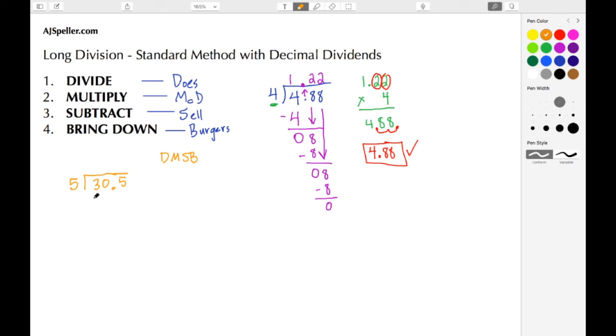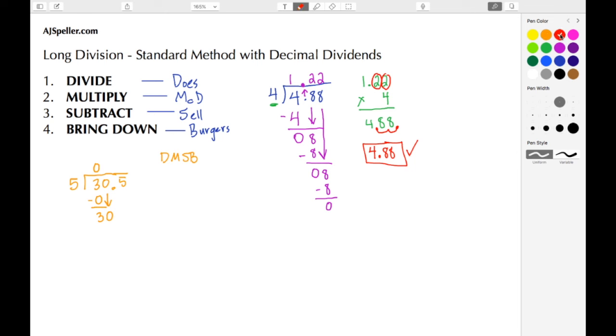Let's do our division first. We want to have 3 divided by 5. We know that answer is 0. Then we multiply 0 times 5 to give us 0. We subtract 3 minus 0 to give us 3. And then we bring down the next number, which is a 0.